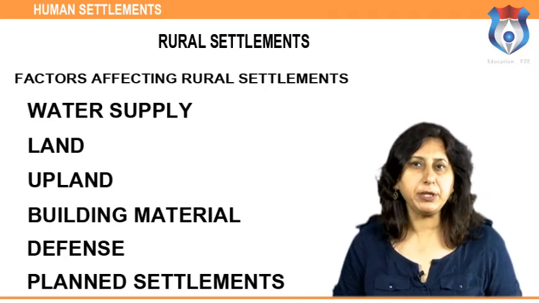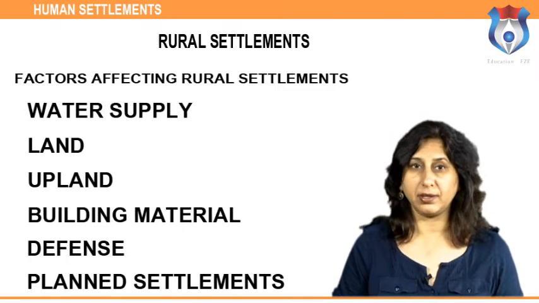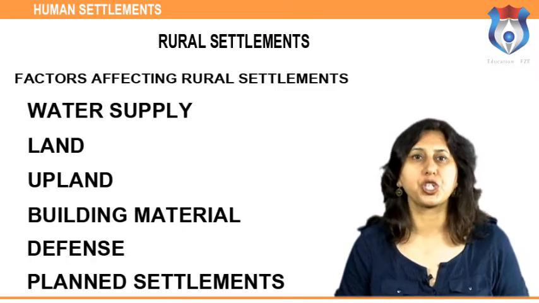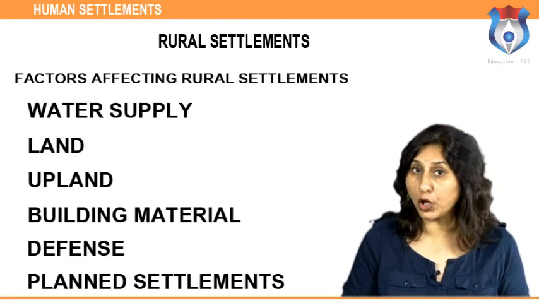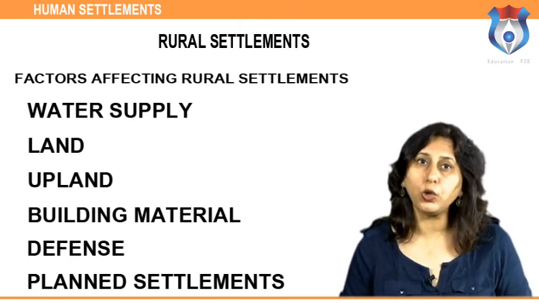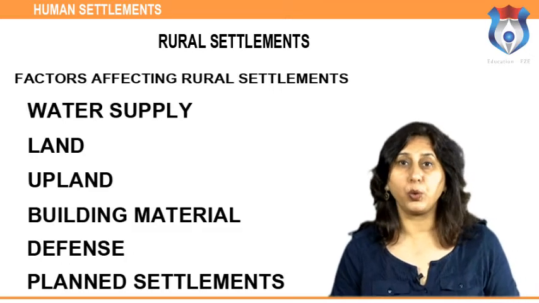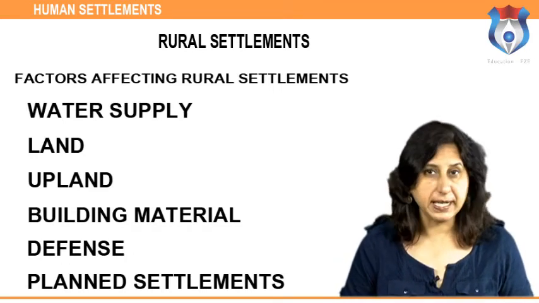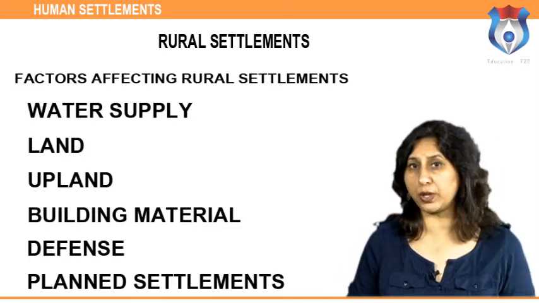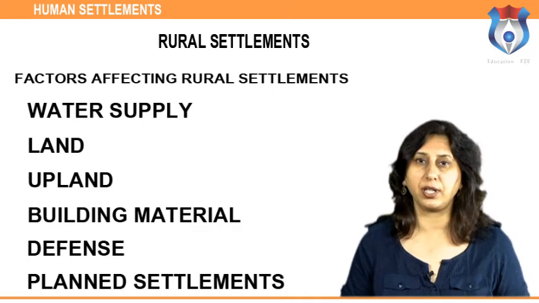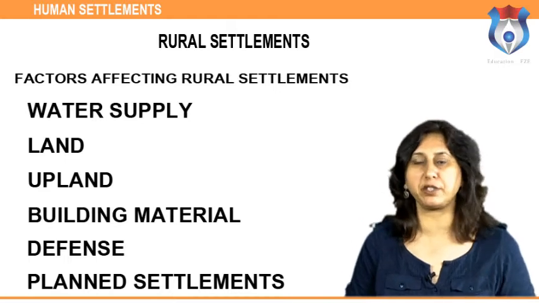Land. People chose to settle near fertile lands suitable for agriculture. Upland. Upland, which is not prone to flooding, was chosen to prevent damage to houses and loss of life. Thus, in low-lying river basins, people chose to settle on terraces and levees, which are dry points. Building material. The availability of building materials, wood, stone, near settlements is another advantage. Early villages were built in forest clearings where wood was plentiful.